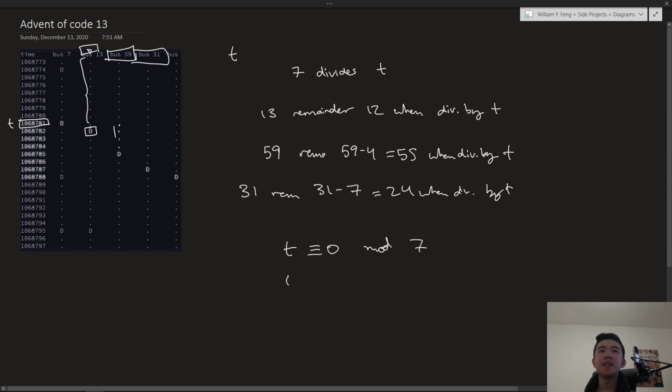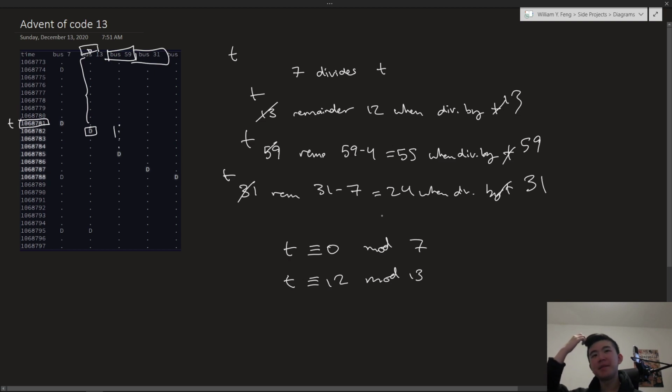We also know that t leaves a remainder of 12 when divided by 13. Oh, sorry, and I should switch this around. There should be t, this should be 13, this should be 59, this should be t. My apologies. That should be flipped around. I'm sorry if you're confused. Okay, so next we also have t is equivalent to 55. T leaves a remainder of 55 when divided by 59, and so on.